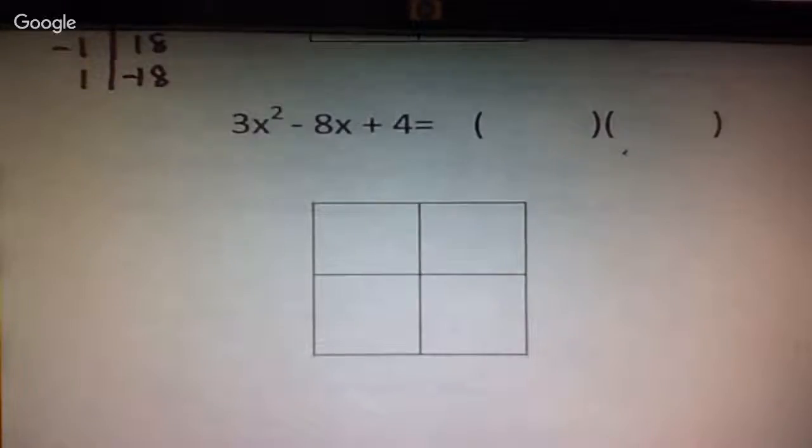You add them together. So when you add this, this would give you positive 7. When you add this, this would give you negative 7.